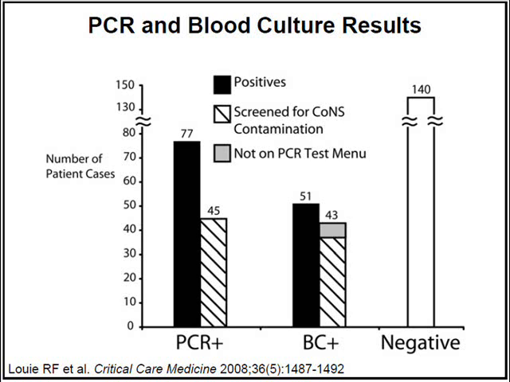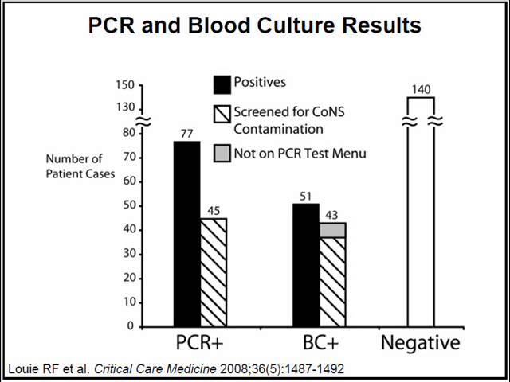Now the results from our clinical study. The bar graph reports the number of PCR positive and blood culture positive results. The solid bars in black are the raw results. As you can see, PCR detected more positive cases than blood culture. We then screened the PCR and blood culture positive results for contamination, looking specifically at coagulase negative staphylococcus results.